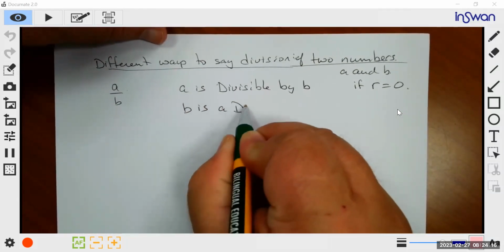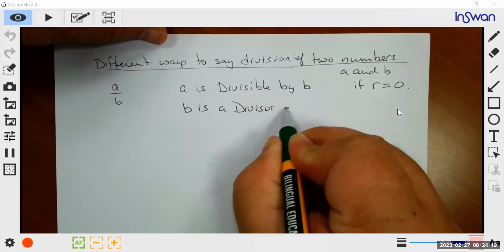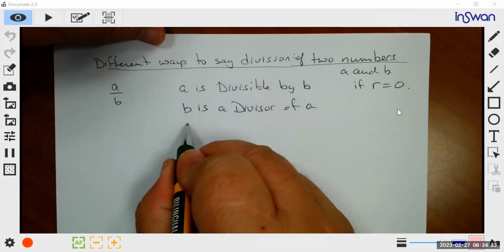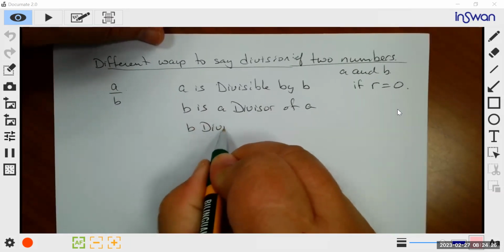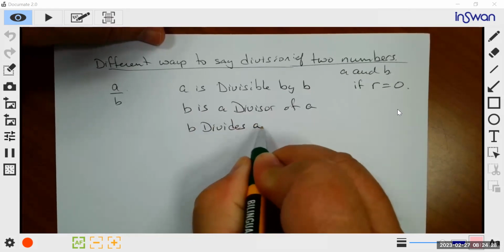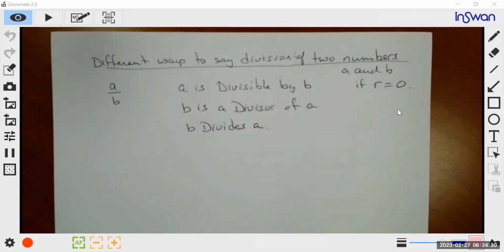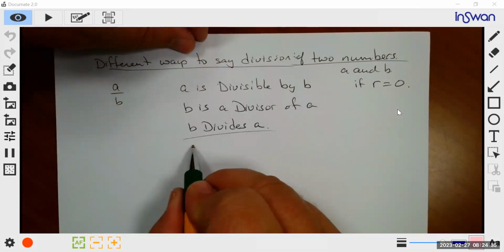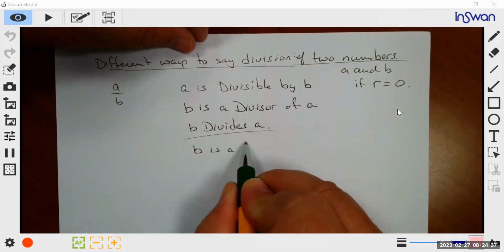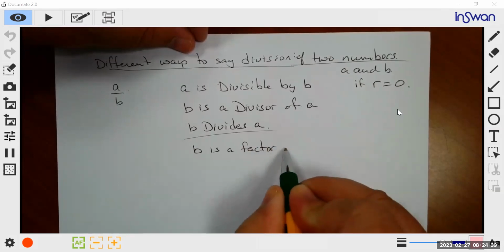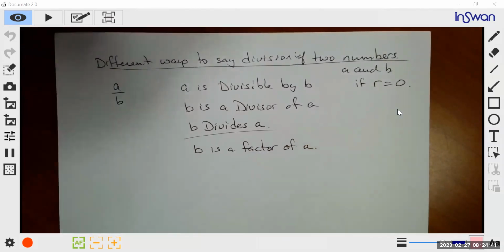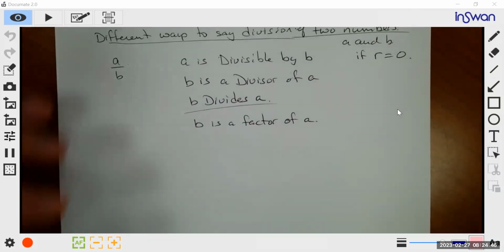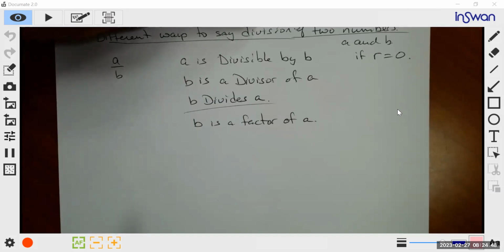B is a divisor of A. B divides A. There's another way you could say this also. B is a factor of A, since we're talking about factors. Let's take an example.